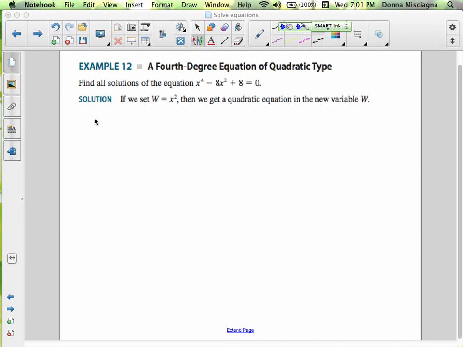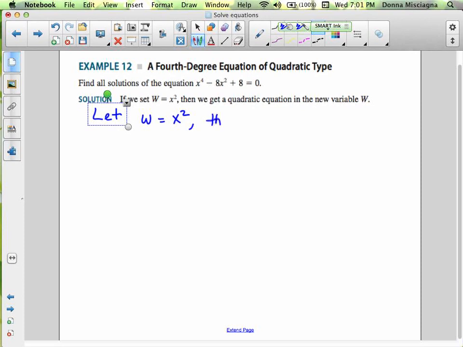So let w equal x squared, then w squared equals x squared squared, which is just x to the fourth. So now let's take our equation, x to the fourth minus 8x squared plus 8 equals 0. And we're going to replace the x to the fourth with a w squared. We're going to replace the x squared with a w.